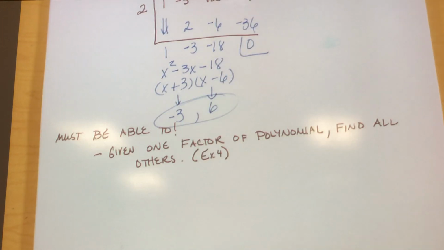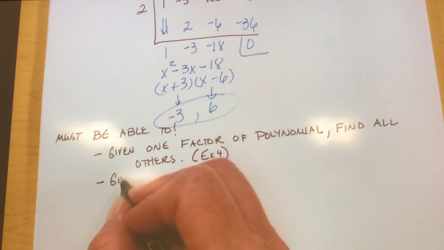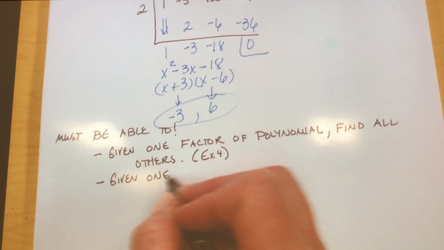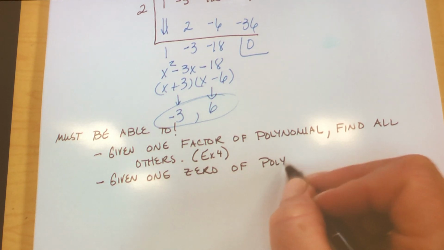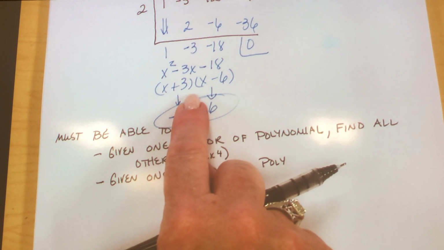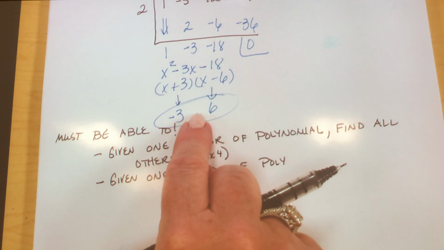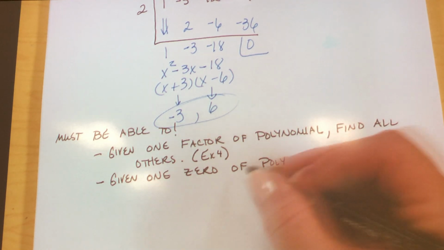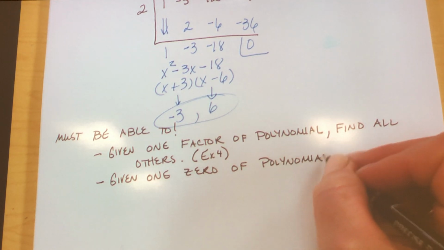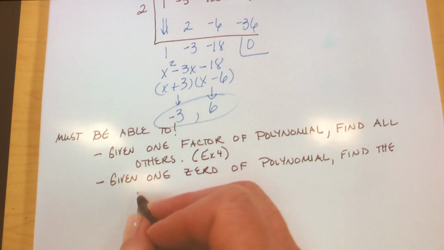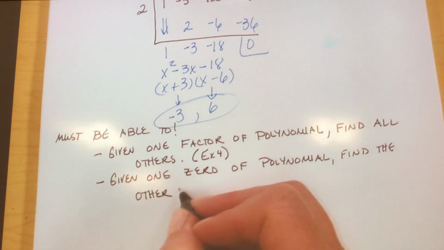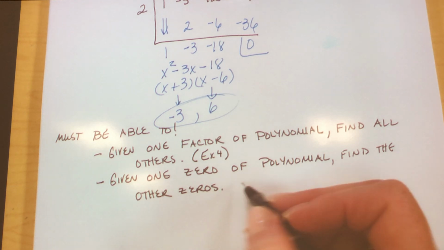What about this? Given 1, 0 of a polynomial, well, what if that thing hadn't a factor? You left it like that? Could I find them? Yes. How? Quadratic formula. That's pretty cool. Given 1, 0 of a polynomial, find the other zeros. All right, that was example 5.